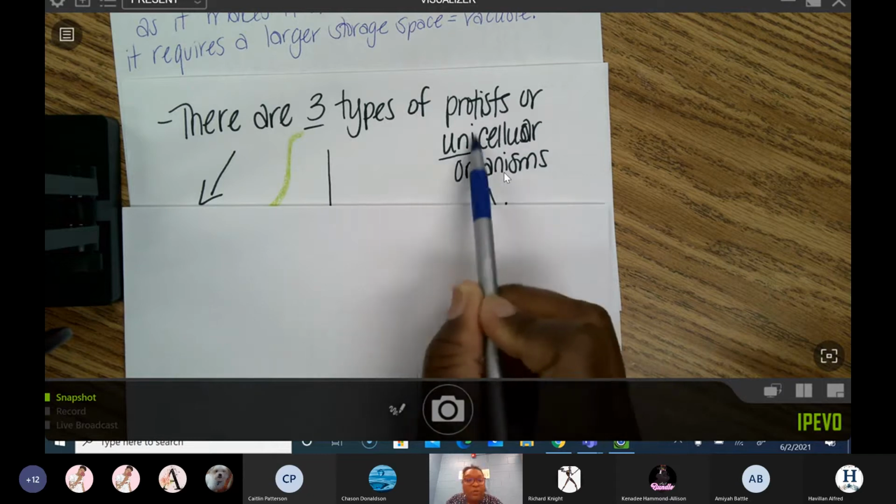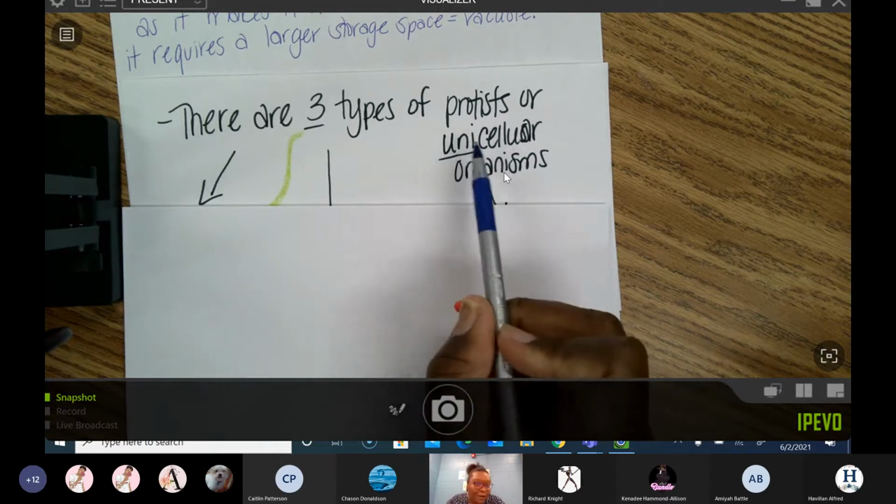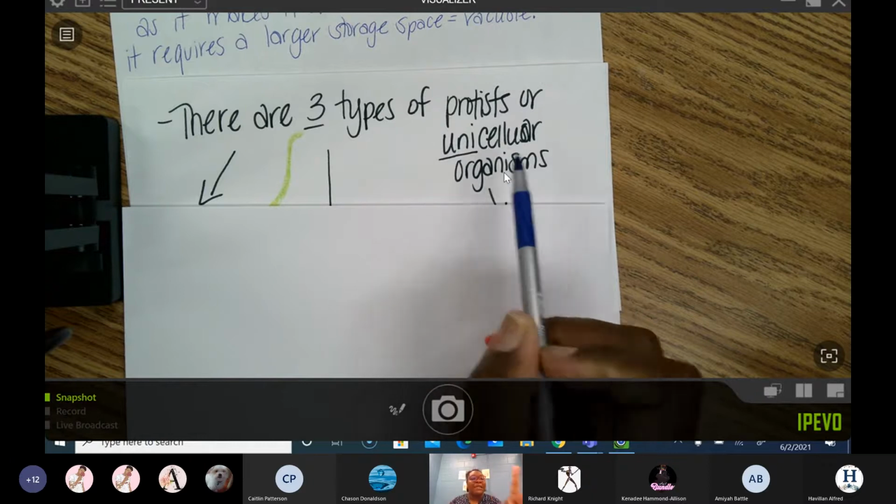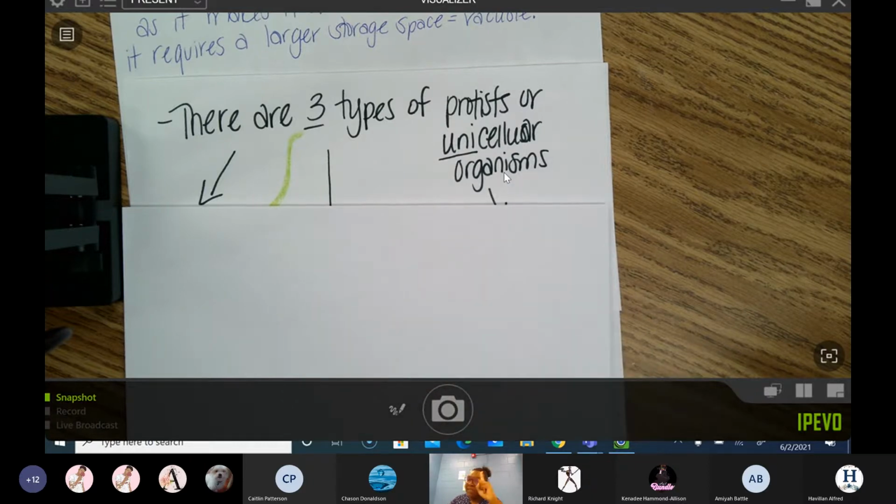Unicellular, that root word there, uni, means one, and cellular, of course, means cell. So one-celled organisms, that means its one cell is its entire body. Its entire body is just one cell.